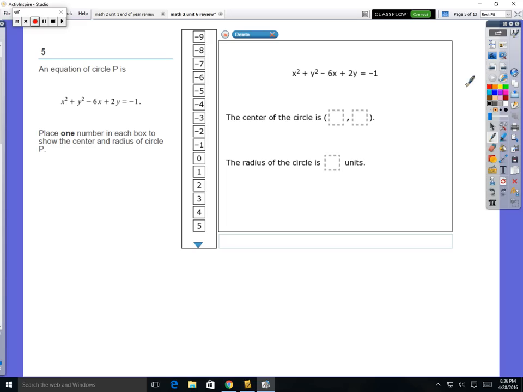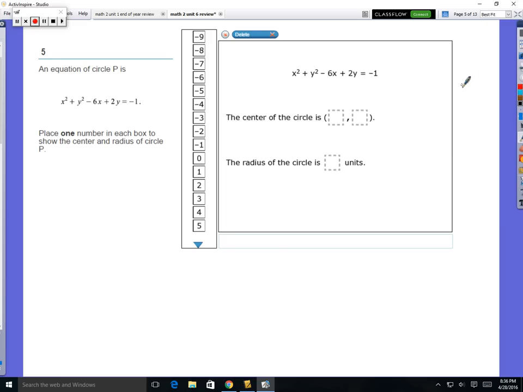5. Okay, this one's a little tough. They give you the makings of an equation of a circle. They want you to determine where the center is and the length of the radius.